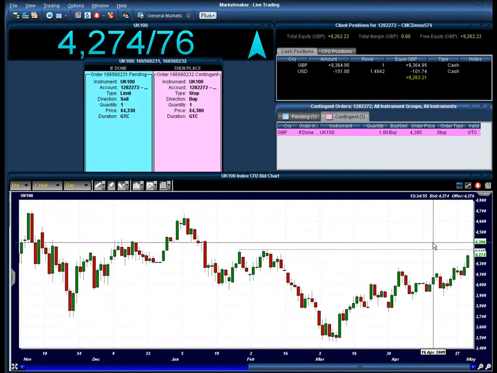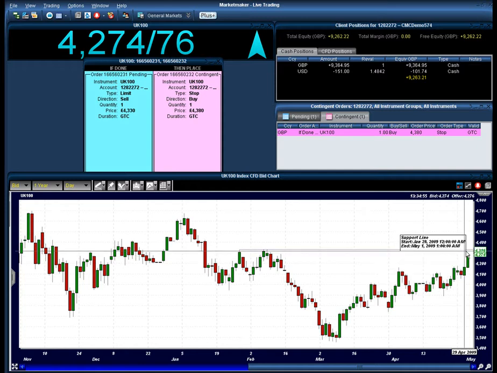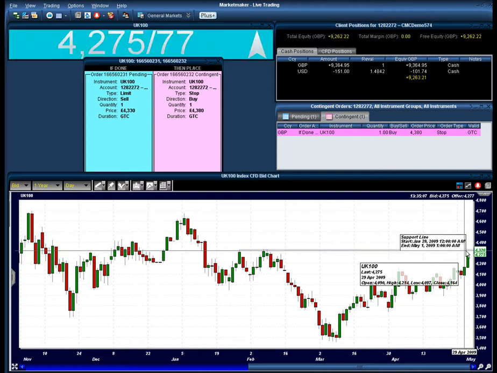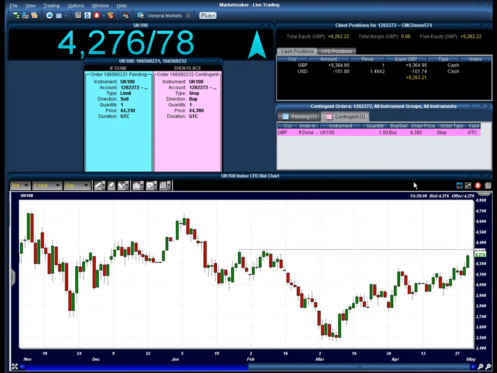So effectively, if we come back down to our chart, if the price doesn't reach this 4,330 level and then drops back down, then we're looking at making a profit. If it breaks through this resistance level, then we expect, okay, we've got it wrong, our stop loss will come into place and we'll limit our loss to a maximum of £50.